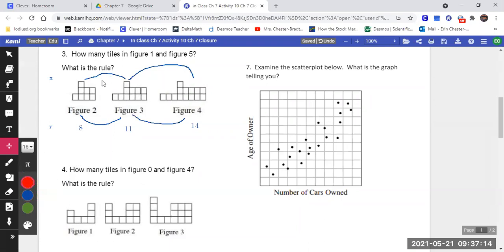Figure 2 to figure 3. I didn't say tiles. I said figure. What is changing to go from a figure 2 to a figure 3? 2 to 3. What's happening? We're adding one figure number. We're doing these X's at the top, guys. How about to figure 3 to figure 4? How much are we adding in figure number? Because we're doing our change of X first. What do I have to do to go from the number 3 to the number 4?